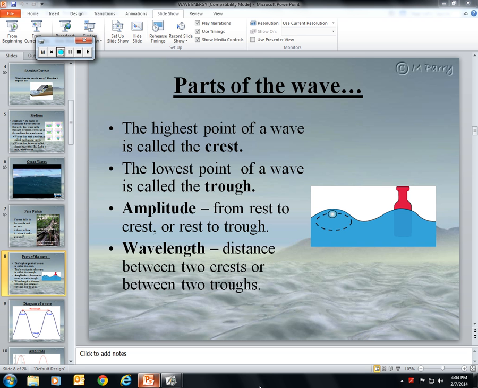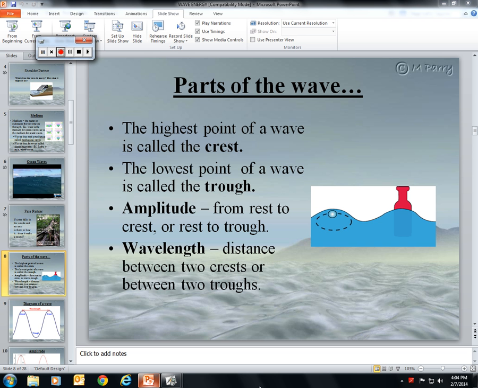An amplitude is from rest to crest. Rest, just so you understand it, is when Ocean Breeze or any water park turns the waves off. Where the water sits when it's not moving is the rest. Okay, so from that point to the crest, to the highest point, or from the resting point down to the bottom of the trough would be the amplitude.